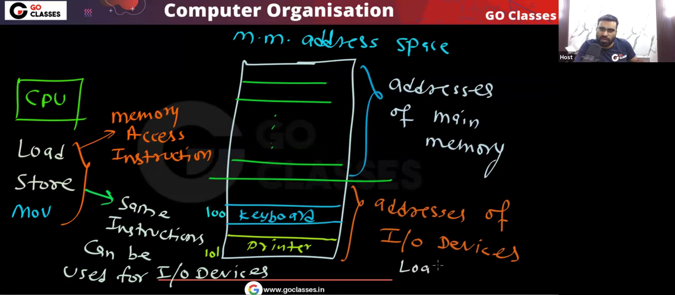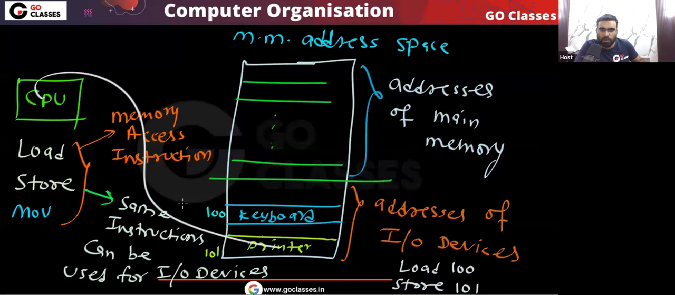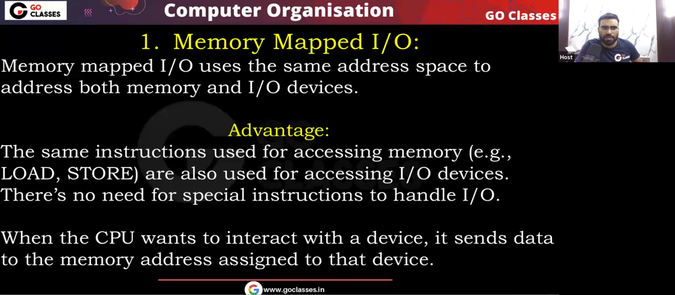So remember, the CPU can execute like this: load 100 means you are loading the data from the keyboard to the CPU. Or you can execute store 101, which means you are sending the data from the CPU to the printer. So like this, we can use the same memory instructions to access the IO devices also. Is this point clear to everyone? Please tell me.